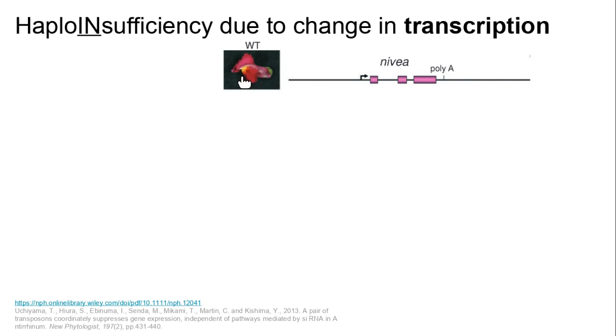Here you have a wild type snapdragon, and there's a bunch of red pigment. The pink boxes represent the exons of that chalcone gene. So this is to show you why I insisted on that gene prediction software. I wanted you to know the parts of a gene, so that now this would be easier to understand.